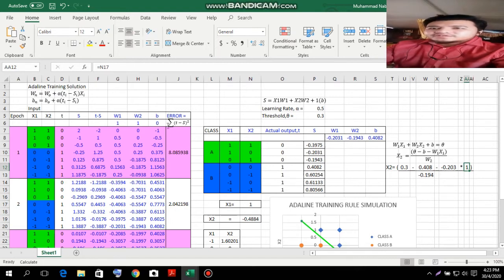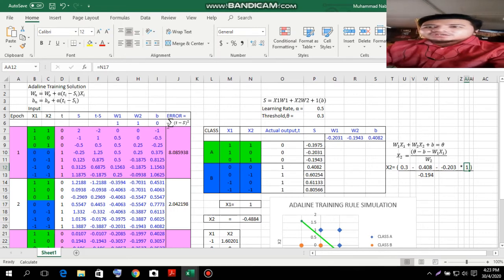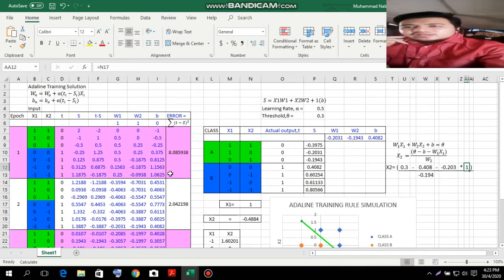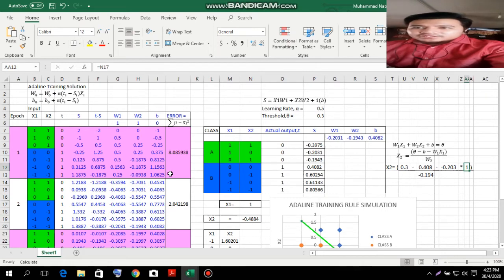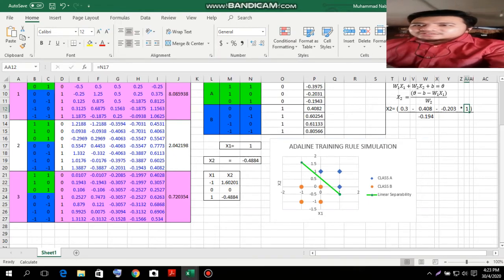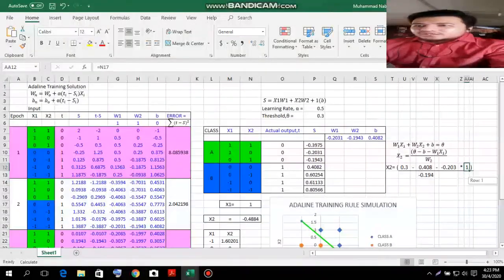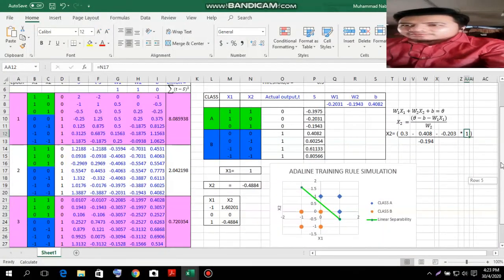So next we are going to calculate the new bias. Apparently in this table the new bias is negative 1, so let us assume that we haven't calculated it yet, so leave it blank. To calculate the new bias, simply take the 0 from the upper row plus alpha 0.5 multiplied by t minus s, and we will get 0.5. The error right now is the summation of (t minus s) to the power of 2, which will get 8.085938.